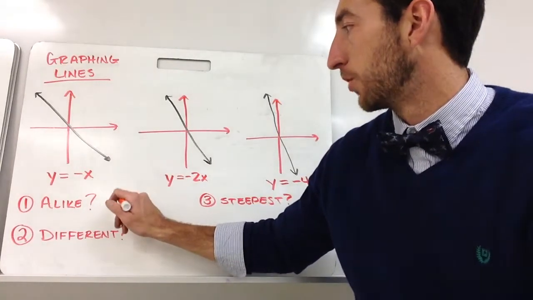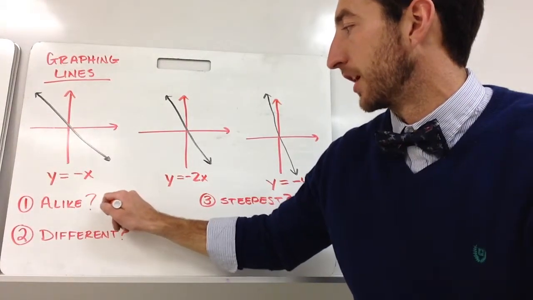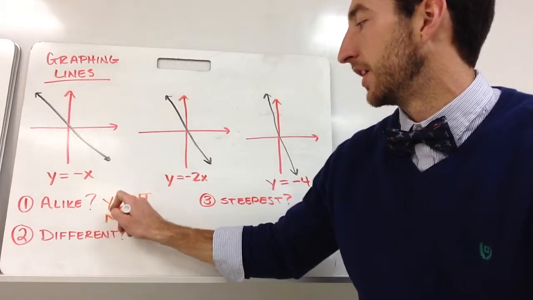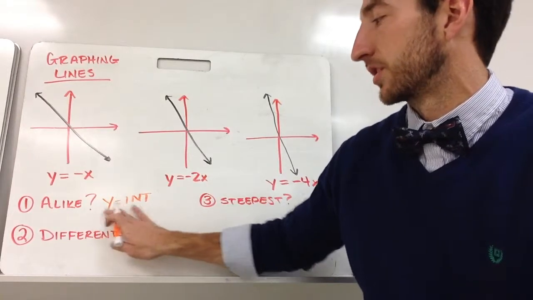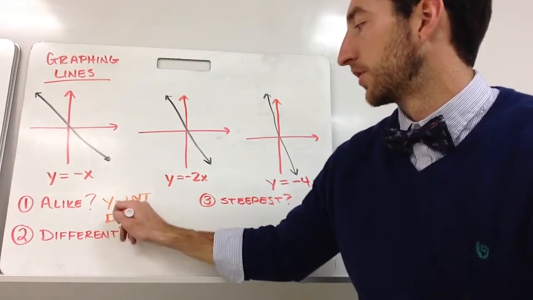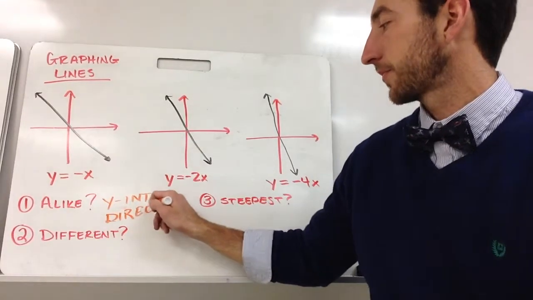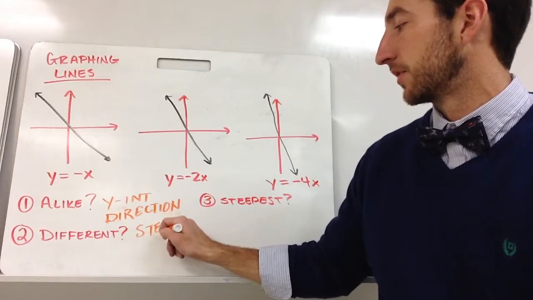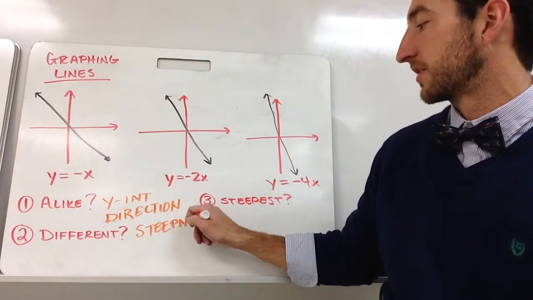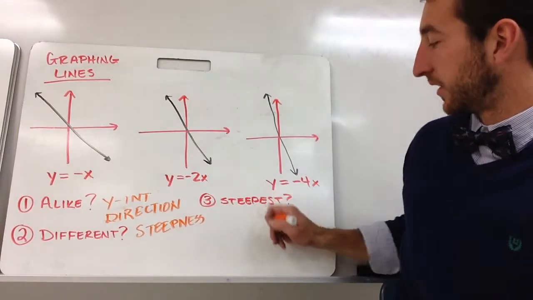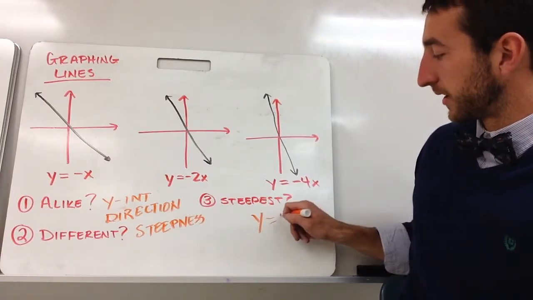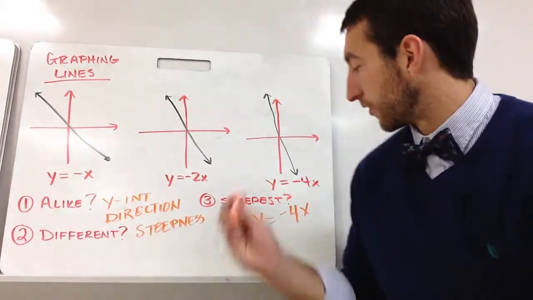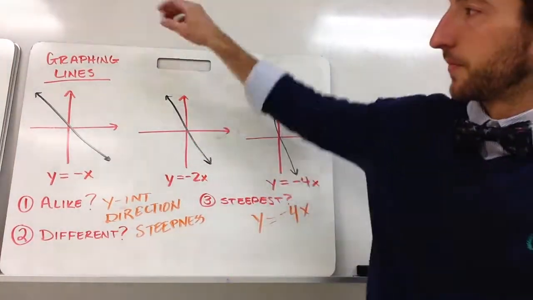So what is alike is the y-intercept is alike because they're all going through 0, and then they all have a negative. Oh, we talked about the last one. Say direction is the same. But what is different is the steepness. So the direction is the same, but the steepness is different. And our steepest one is going to be the one with the biggest absolute value. Remember, the absolute value is the distance from 0. So this one has the biggest absolute value.